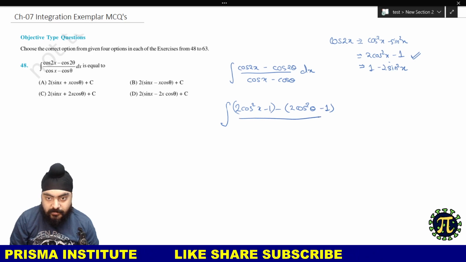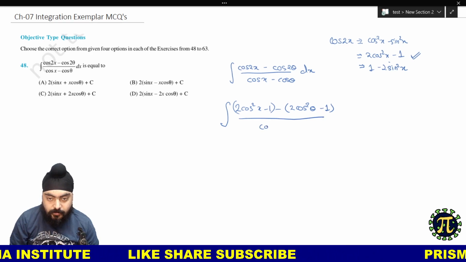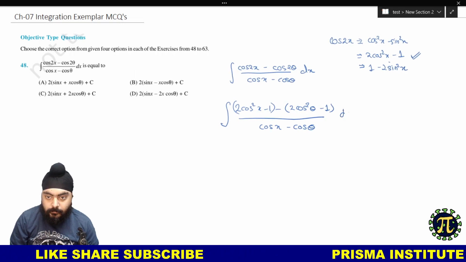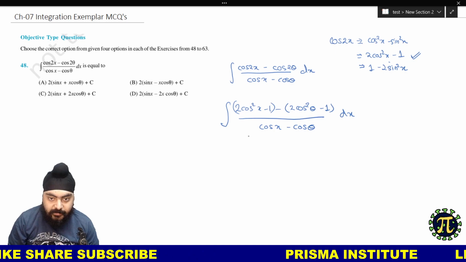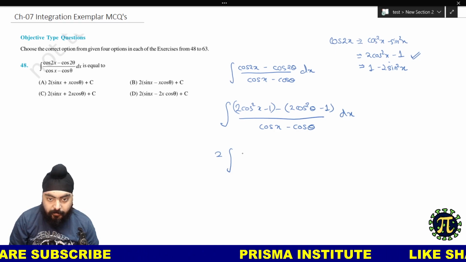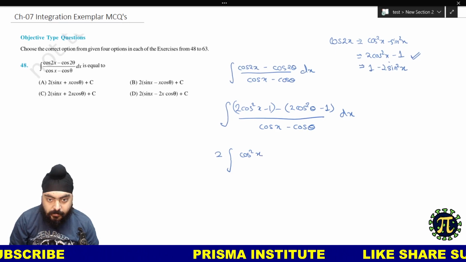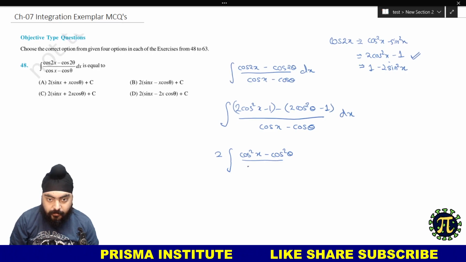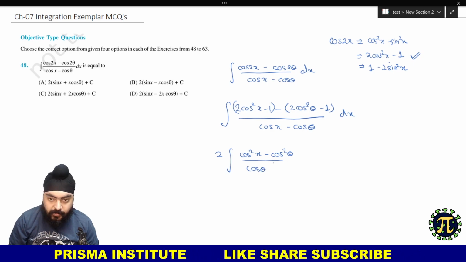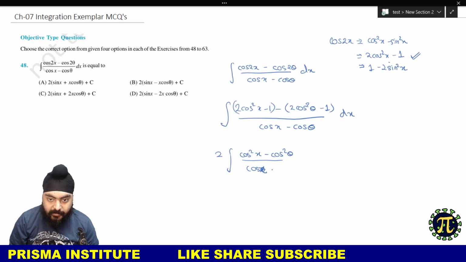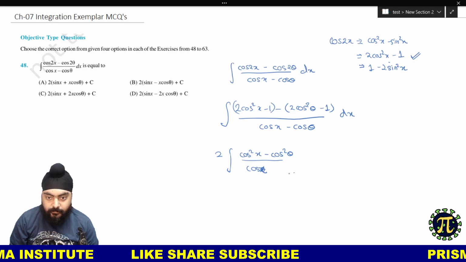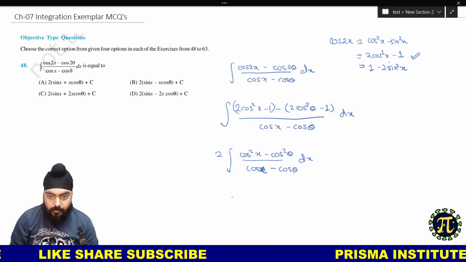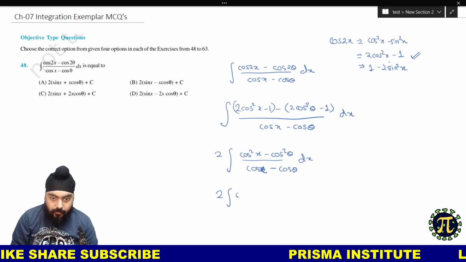So 1 and 1 cancel and 2 can be taken common, and in the numerator we are left with cos square x minus cos square theta, divided by cos x minus cos theta. So we can factorize the numerator and cancel cos x minus cos theta. And we get the integral as twice of cos x plus cos theta.